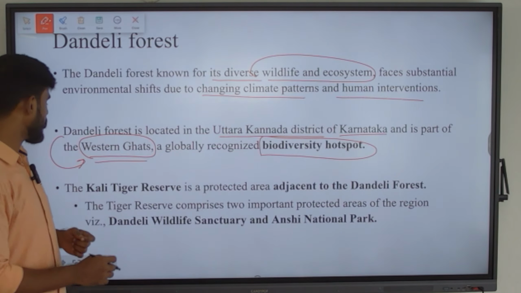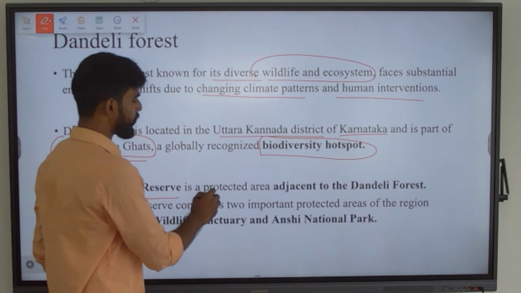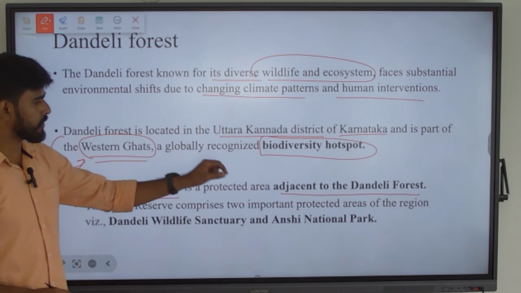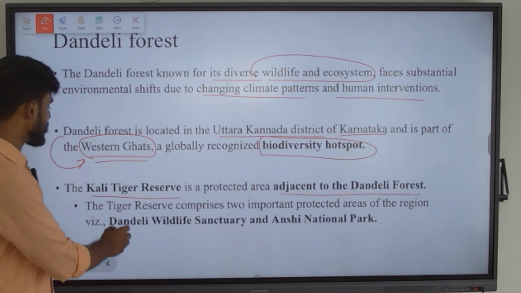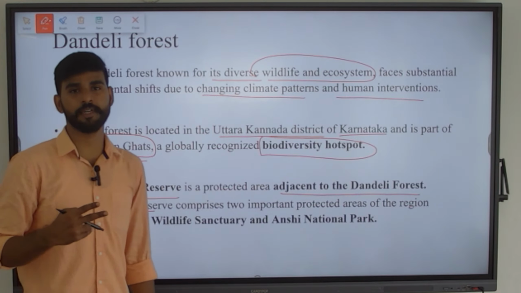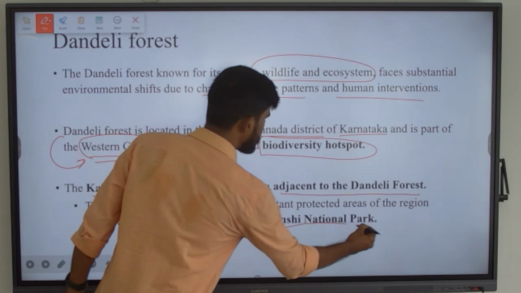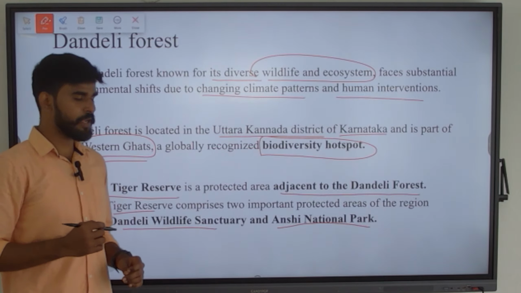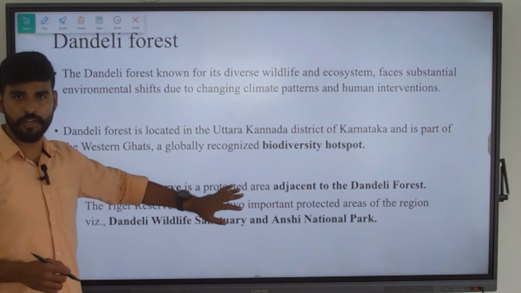Moreover, there is a tiger reserve, that is Kali Tiger Reserve, which is a protected area adjacent to this forest. This Kali Tiger Reserve comprises two other important protected areas. What are they? One is the DANDELI Wildlife Sanctuary and the other is Anshi National Park. Both are in Karnataka only. So these are the details which we need to know with respect to its geography and location.